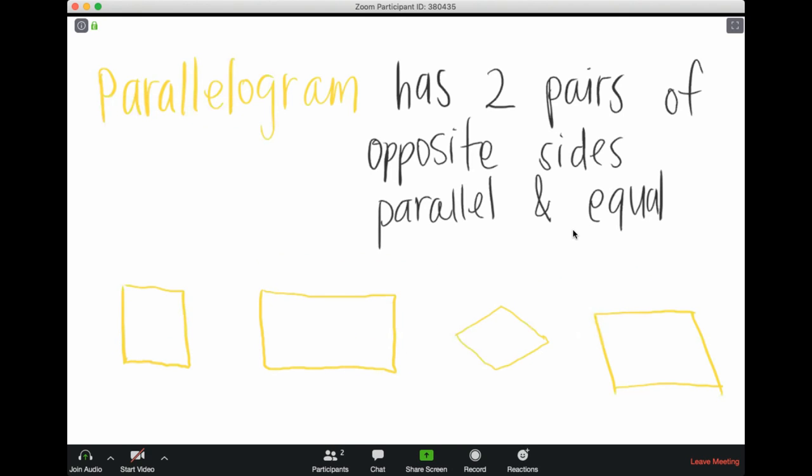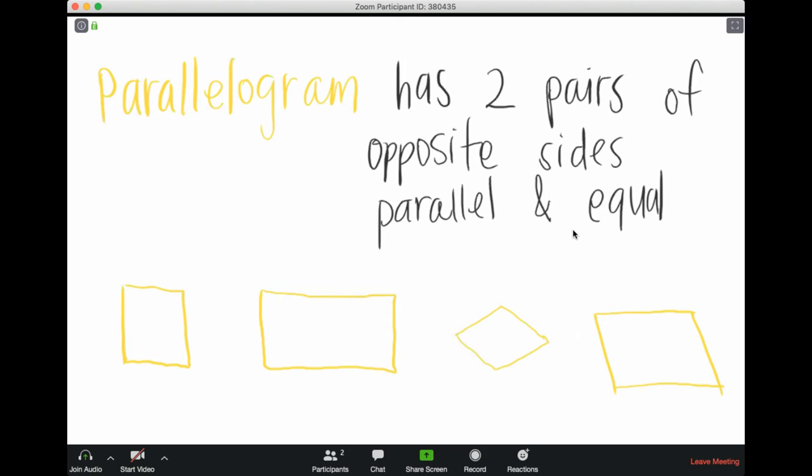Okay, let's take a look at a parallelogram. So a parallelogram, the definition says that it has 2 pairs of opposite sides parallel and also equal. Okay, so that means that you have to look at the opposite sides being parallel and the opposite sides being equal. Doesn't necessarily mean they all have to be, but they can.